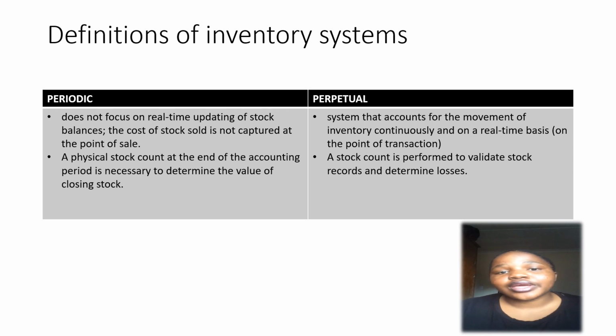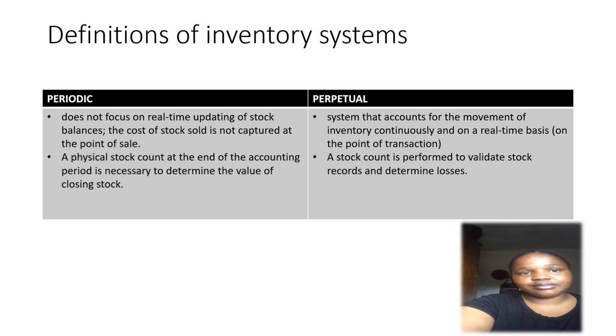Okay, now let's look at the inventory systems, which are the periodic and the perpetual. The periodic means it does not focus on the real time updating of stock balances. The cost of stock sold is not captured at the point of sale. So we do a physical stock count at the end of our financial year to determine the value of the closing stock, while perpetual is continuous, which means a system that accounts for the movement of inventory continuously, and we do the stock count in order to determine the inventory losses.